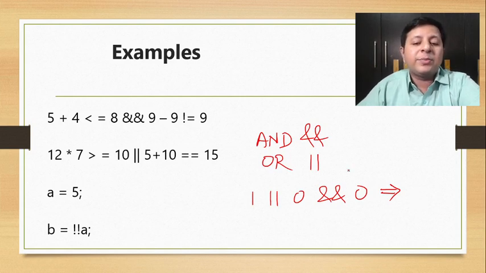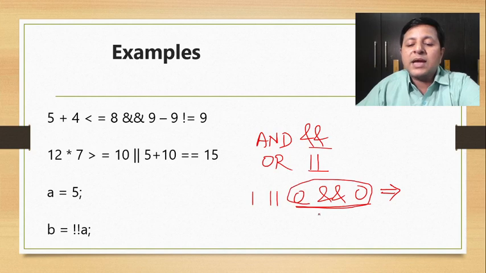But now as I told you the precedence, that AND has higher precedence over OR, first AND is going to get executed. 0 and 0, the answer will be 0. And then 1 or 0, answer obviously is going to be 1. So if you have seen, the answer has changed. And that's the reason the precedence is very important.